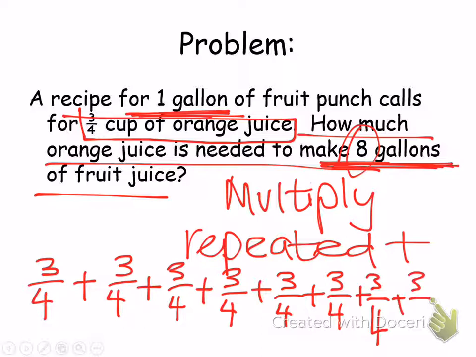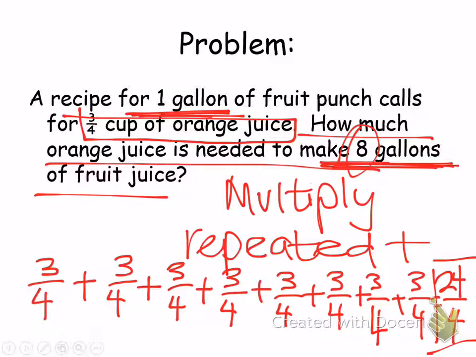I keep my denominator the same, and then I look at my top. So 1, 2, 3, 4, 5, 6, 7, 8. I have 3 added together 8 times. If I keep going, 3 plus 3 gives me 6, plus 3 gives me 9. So I keep going all the way until I get to 24. So my total I have right now is 24/4.